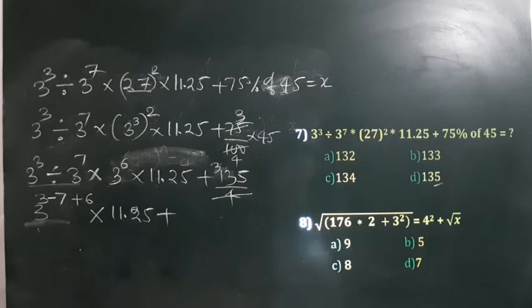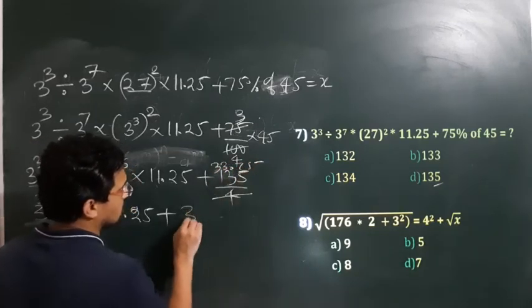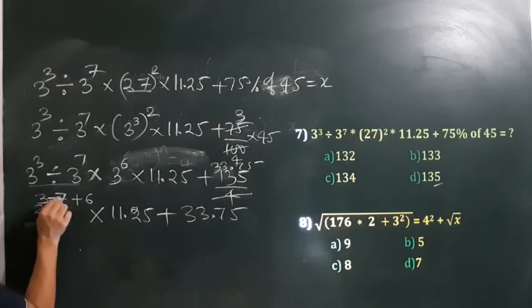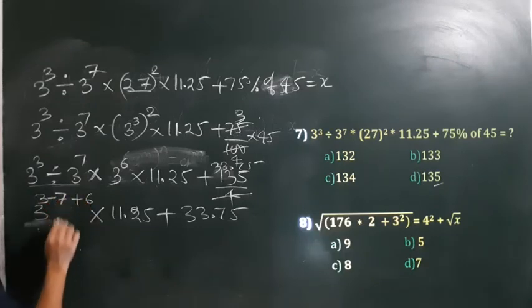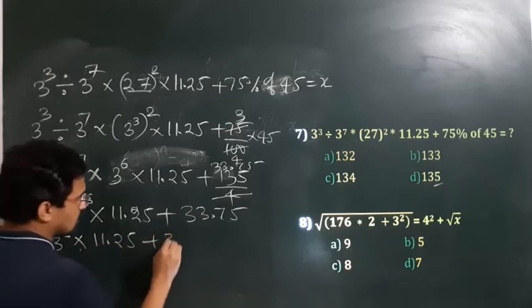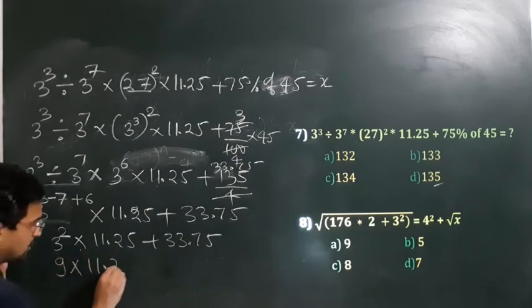Not 11.25, sorry, 33.75. If you solve this, you will get 33.75. And here 3 raised to 3 minus 7 plus 6, that is 3 minus 7 is minus 4, minus 4 plus 6 is 2, which means 3 square, multiplied by 11.25 plus 33.75. So it becomes 9 multiplied by 11.25 plus 33.75.